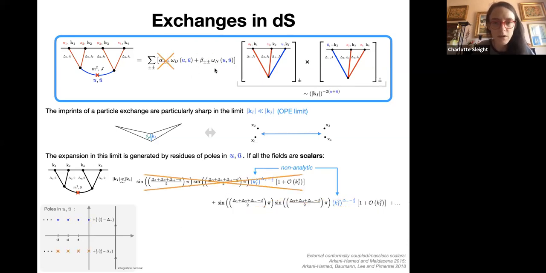So if only the coefficient of omega n is non-zero, then the family of non-analytic terms here on the first line is absent, because the poles that generate them have been cancelled by the zeros of this projector omega n. Is this clear?